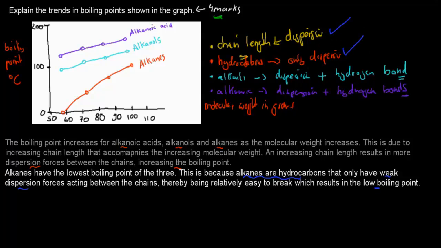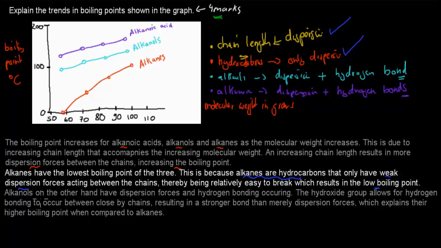So now I talked about the overall chain length and the hydrocarbons. I'm just going to talk about the other 2. So now the alkanols part. Alkanols, on the other hand, have dispersion forces and hydrogen bonds occurring. The hydroxyl group, which is the alcohol group, allows for hydrogen bonds to occur between close by chains. Resulting in a stronger bond than merely dispersion forces, which explains their higher boiling point when compared to alkanes. So they have higher boiling point than alkanes because they have dispersion forces plus hydrogen bonds. And the hydrogen bonds are relatively strong, thereby they have the higher boiling point.